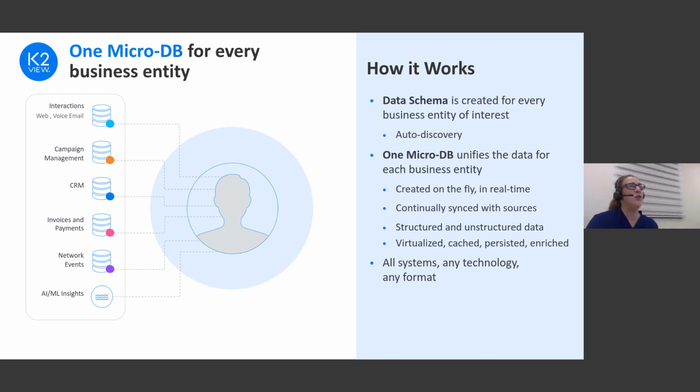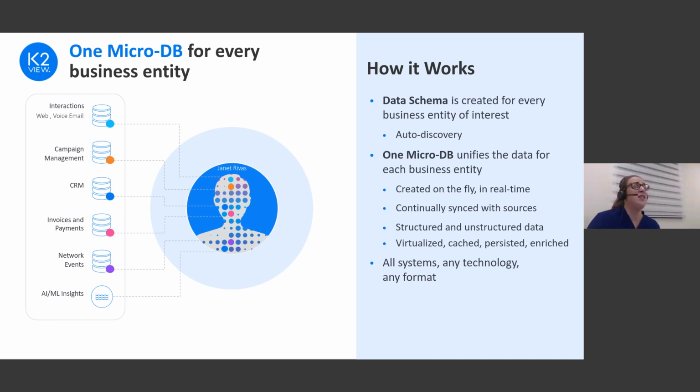Before we dive in, just a few words about the concept of micro database and business entity of K2View. Basically, a business entity can be a customer or patient or person, but this is a business-driven definition. In many cases, the customer might be divided between different data sources. So it may have one source for interactions, another one for campaigns, CRM, invoice and payment. So if I have a customer called Janet Rivas, the data of Janet Rivas is divided between different places.